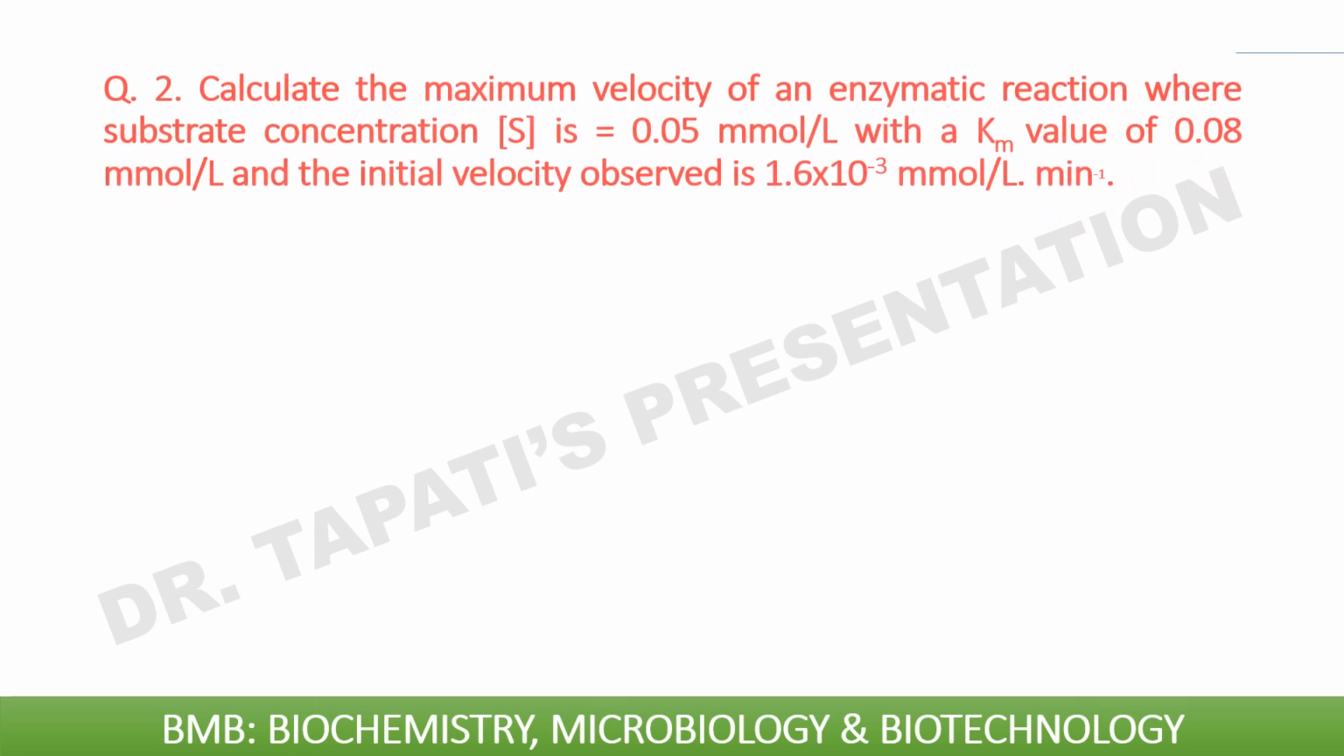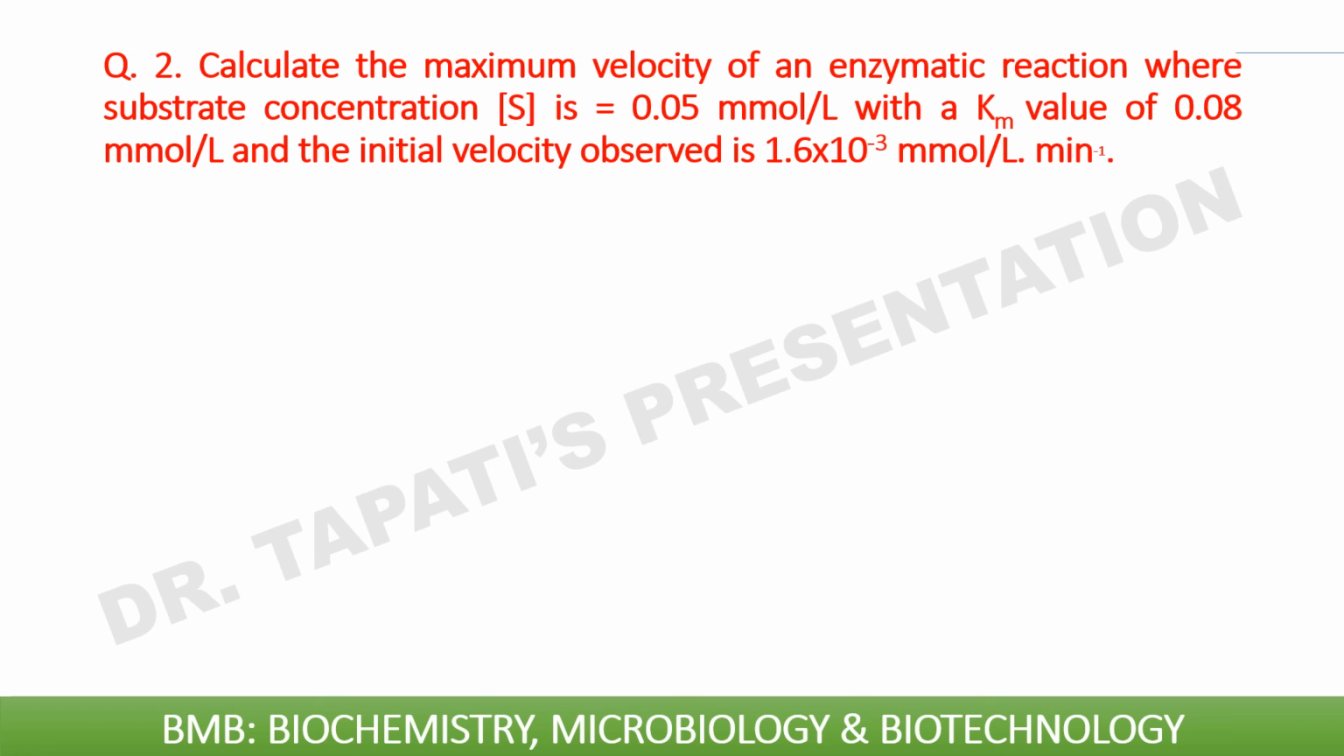Question number 2: calculate the maximum velocity of an enzymatic reaction where the substrate concentration is 0.05 millimole per liter, with a Km value of 0.08 millimole per liter, and the initial velocity is 1.6 into 10 to the power minus 3 millimole per liter per minute.